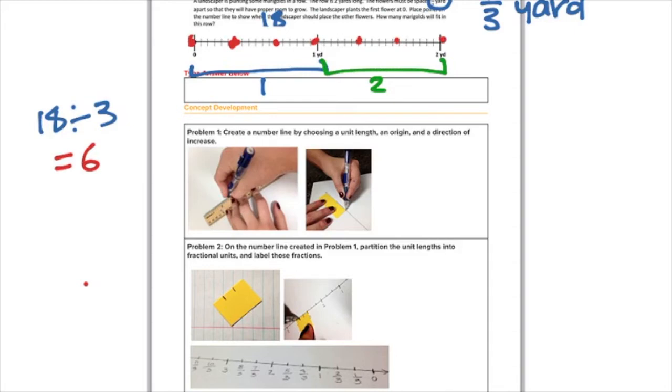How many marigolds will fit in this row? So based on what we've just done, how many marigolds, how many flowers are going to fit on this row? Looking for that answer when you come into office hours.